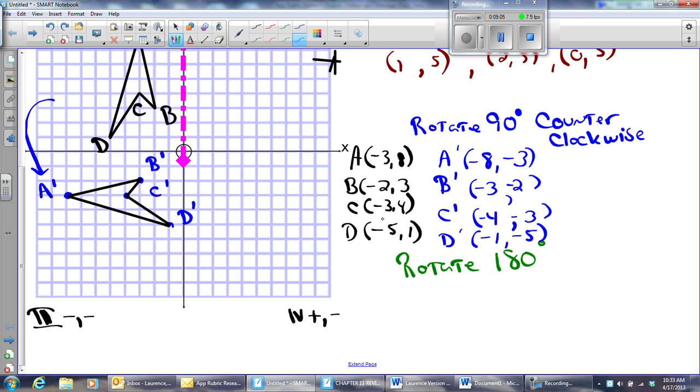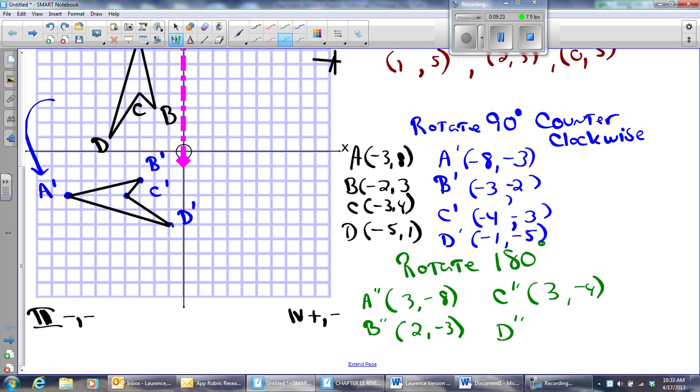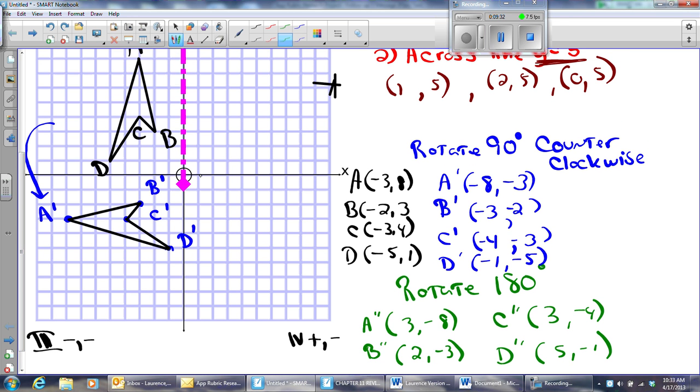Now, to do a 180-degree rotation is actually easier. I've got A, B, C, D, the black ones, right? Well, A double prime is this. B double prime is this. C double prime is this. And D double prime is this. What did I do to the black coordinates? Yeah, I just changed both signs. That's all that happens.